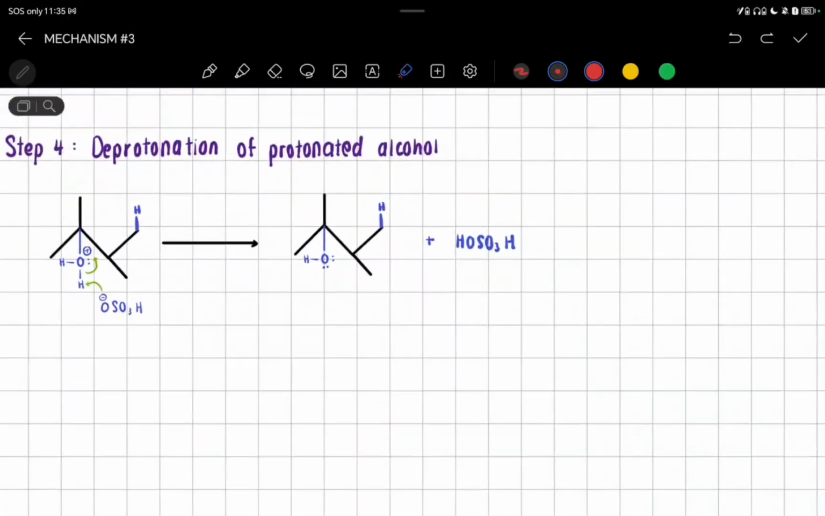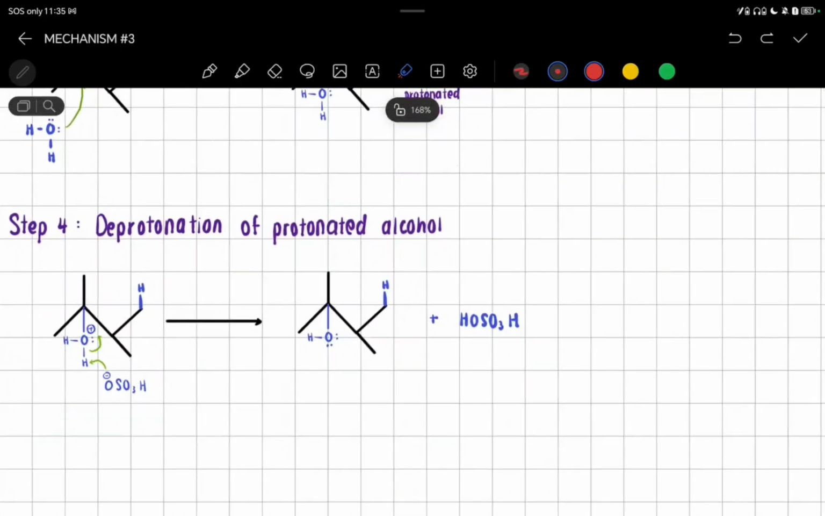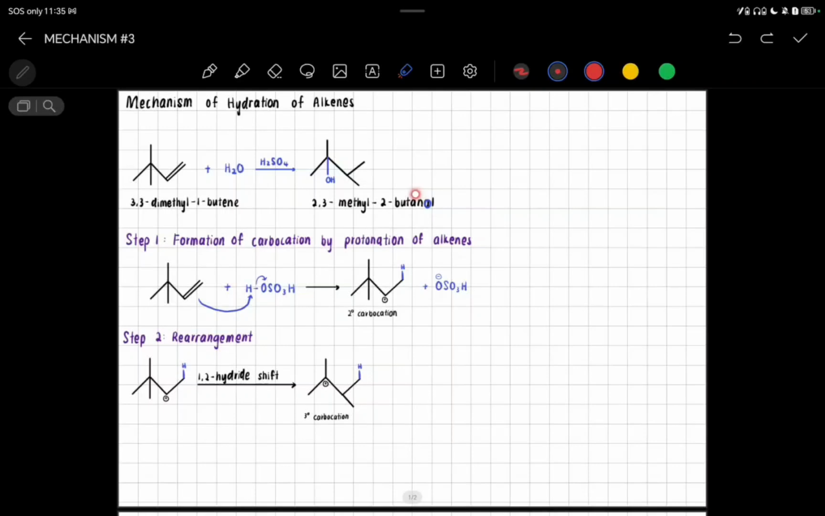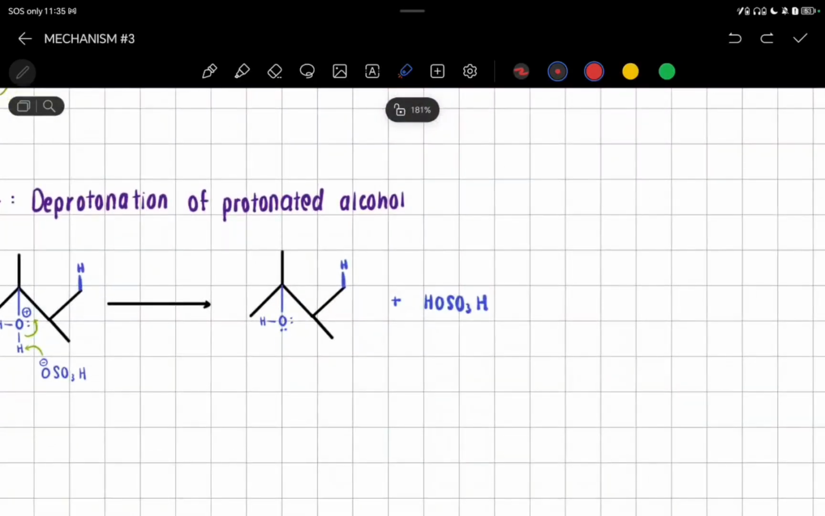So for the last step, the deprotonation of protonated alcohol. In this final step, a proton is abstracted from the positively charged oxygen, forming the final product, 2,3-dimethyl-2-butanol. So the HSO4 negative ion is a base that attacks the proton on the positively charged O atom. So the O-H bond, which is this, will break, and then the electrons from the sigma bond will be pushed toward the O atom.